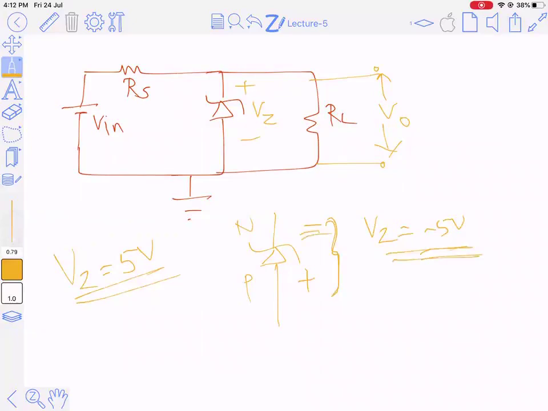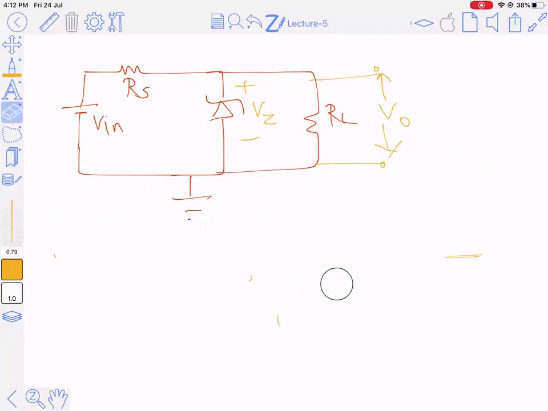Negative one. But when I write it in this format, I'm going to take it as a plus sign. And what is the current flowing? What will be the direction of current flowing in your Zener? So if you look from here, up to this down.